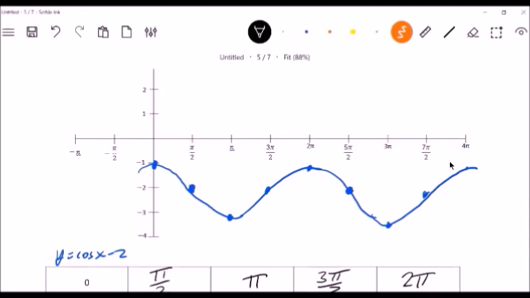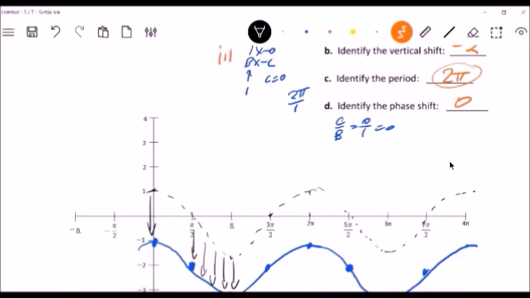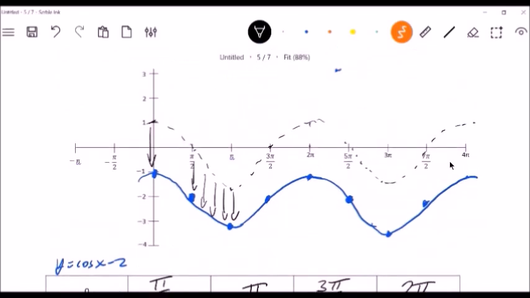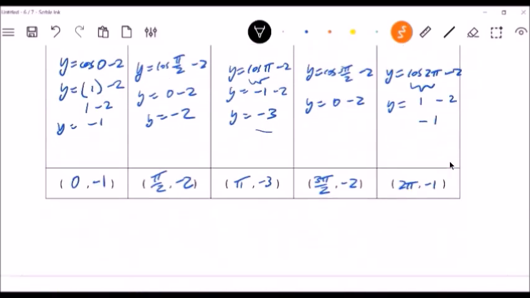So what this really is, if I come back to these, watch what happens when I graph the parent function. All we really did with this was that everything went down 2. Every single point went down 2. That's what this -2 does. It moved everything down 2. Right? Just like other graphs do, but in this case, you can see it with this one here.